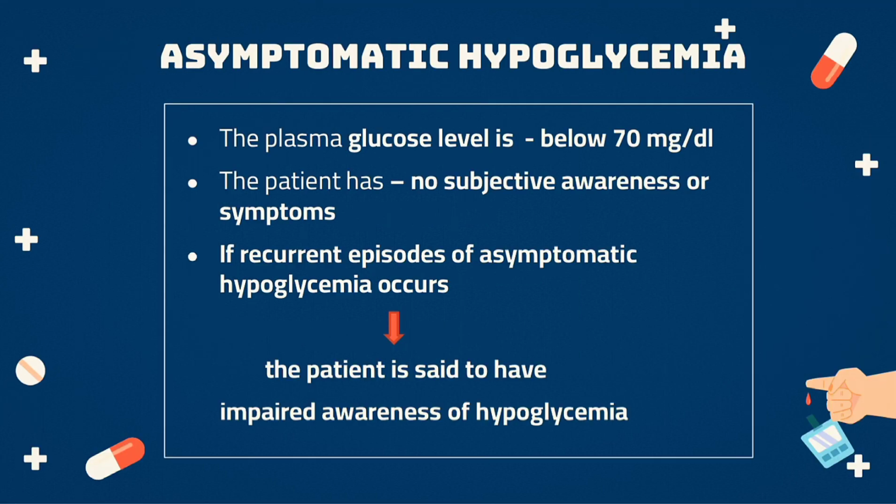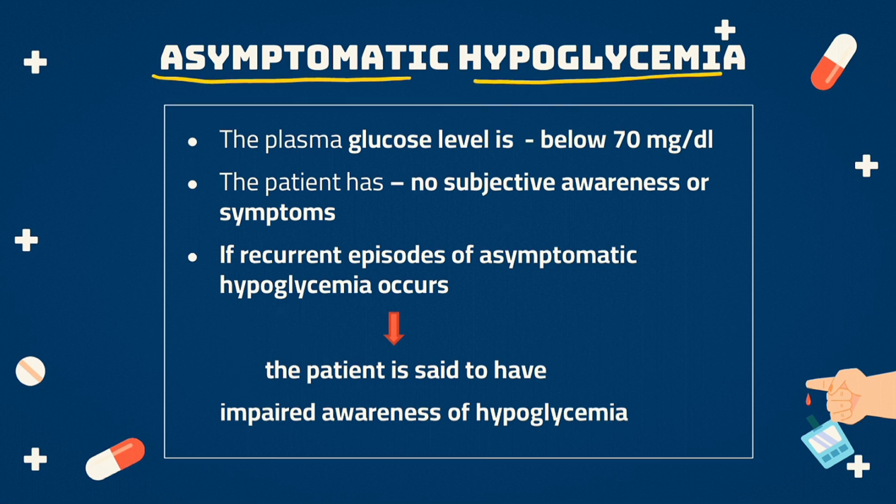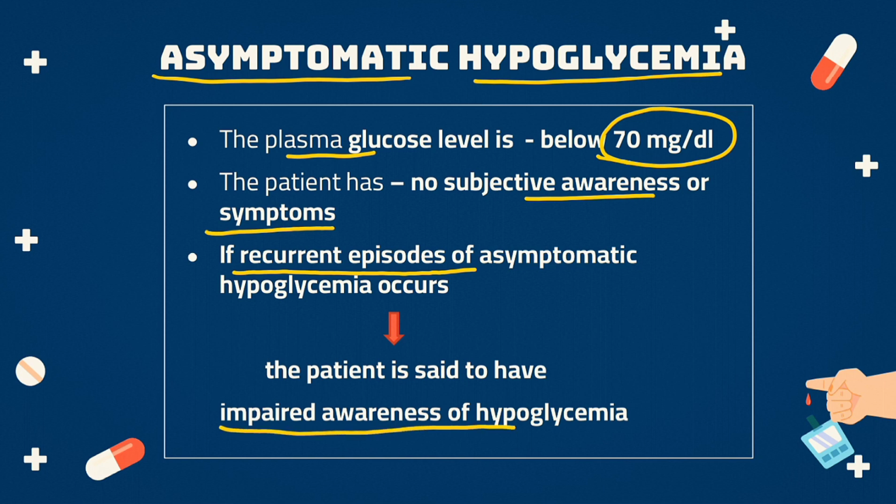The first special problem is asymptomatic hypoglycemia. In this condition, there is evidence of hypoglycemia, meaning the glucose level is below 70 mg per deciliter. However, the patient is not aware of this condition, and he doesn't have any symptoms related to the hypoglycemia. If such asymptomatic hypoglycemia is occurring recurrently, such a condition is known as impaired awareness of hypoglycemia.